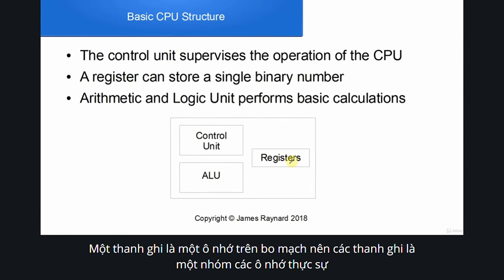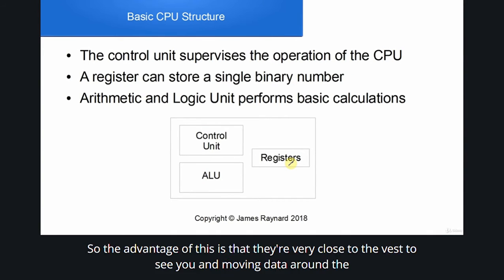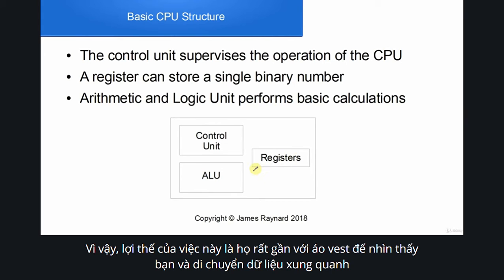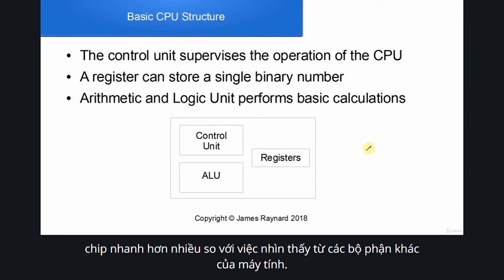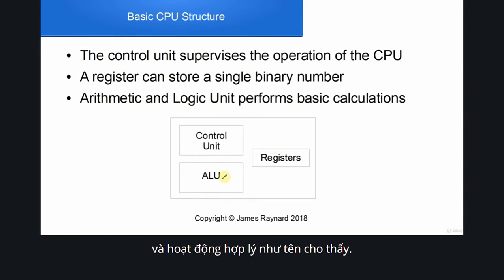A register is an onboard memory cell, so the registers are a group of memory cells which are actually on the same bit of silicon as the CPU. The advantage of this is that they're very close to the rest of the CPU, and moving data around the chip is much quicker than bringing it in from other parts of the computer. The ALU, the arithmetic and logic unit, performs basic calculations and comparisons and similar arithmetic and logical operations, as the name suggests.